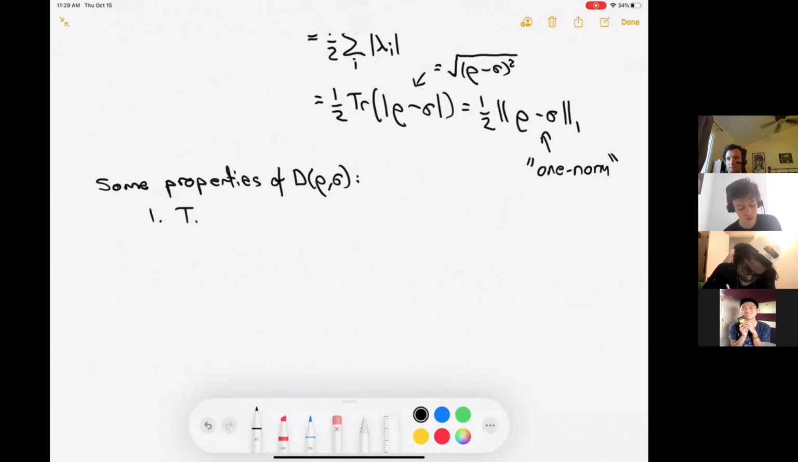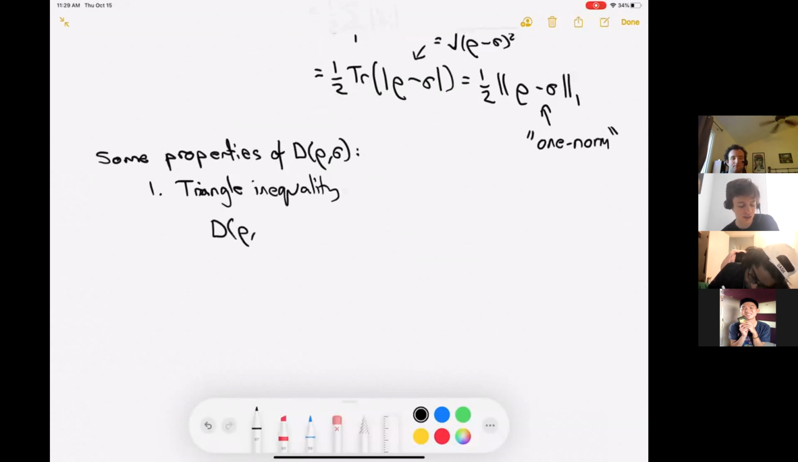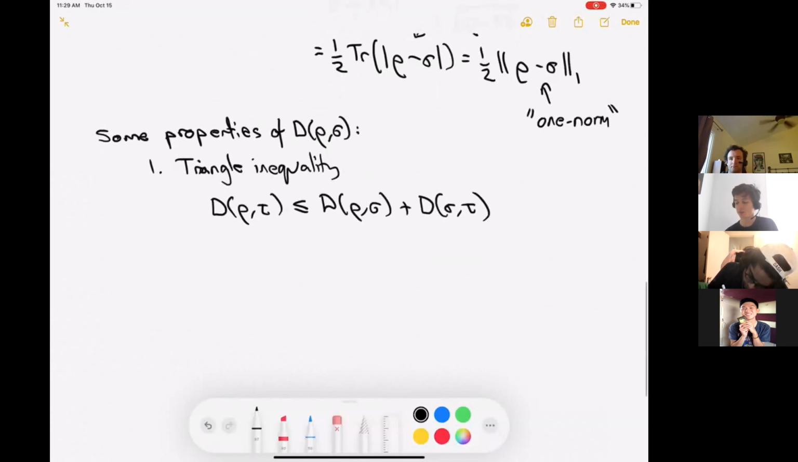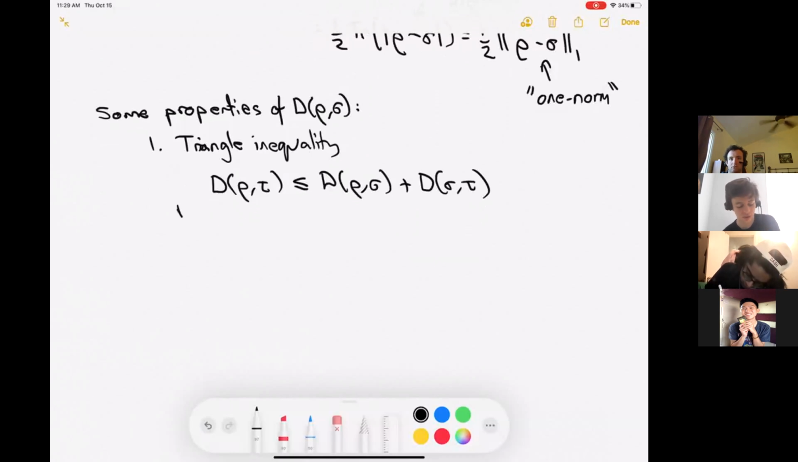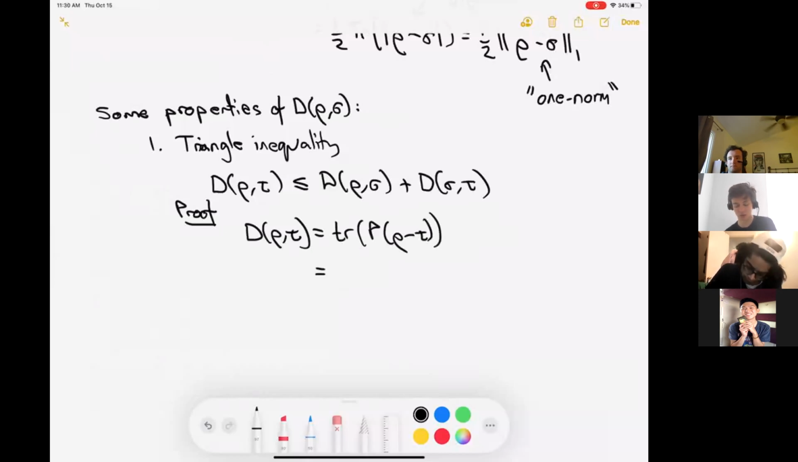First, it obeys what's called the triangle inequality. What does this mean? It means that the distance between rho and tau is less than or equal to the distance between rho and sigma plus the distance between sigma and tau. The proof of this is very simple. The distance between rho and tau is by definition equal to the trace of some projector times rho minus tau. But that is equal to the trace of the same projector times rho minus sigma plus the trace of that projector times sigma minus tau, just because the trace is linear.